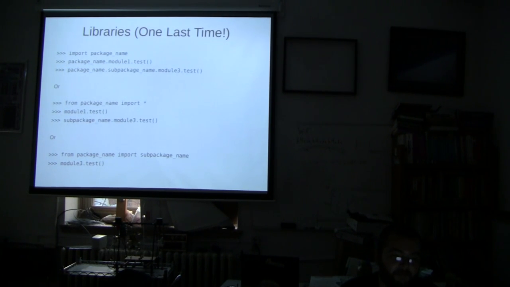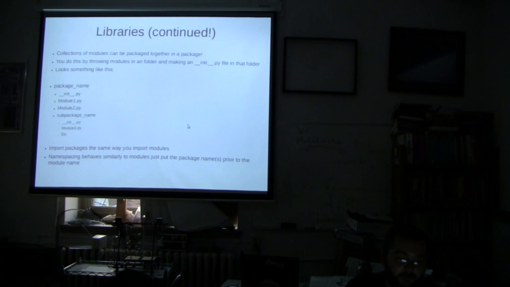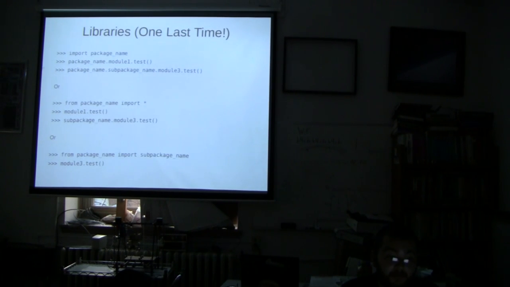All right, so one last time. The first way is the normal way people import things. This is the suggested way to import things. This is the way that is not going to overwrite your stuff. Just doing a plain old import. So we do an import package name, package name.module1.test. So module one is a file that's contained within package name. So if we look back here, we have package name, we have module one, and within module one, there's some function called test. And this is how you would get at it if you were just doing a straight import.